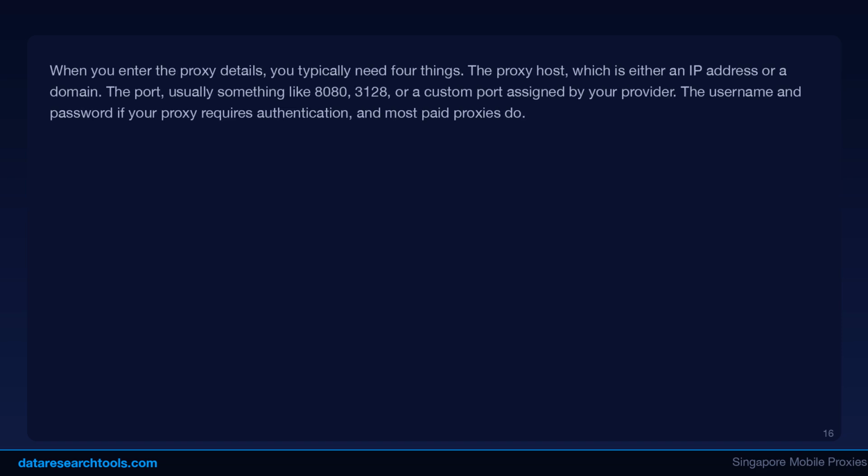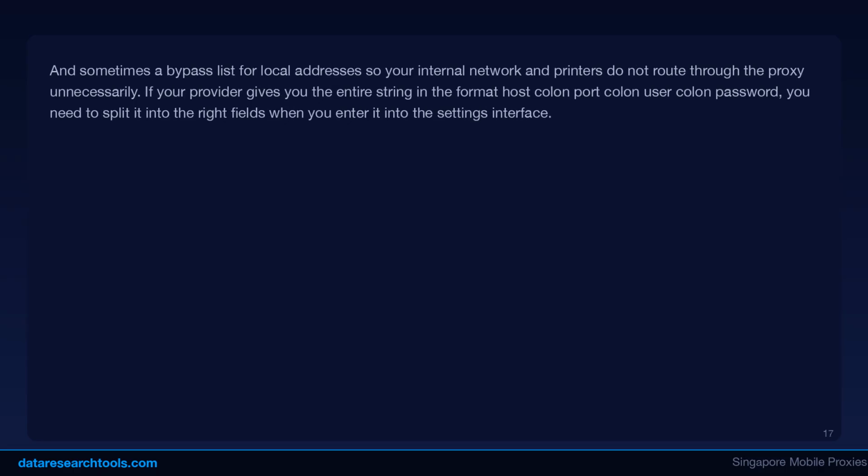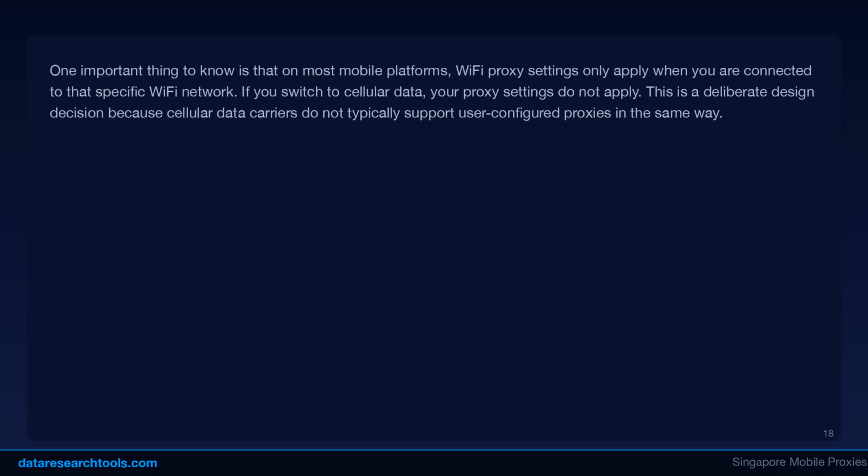When you enter the proxy details, you typically need four things. The proxy host, which is either an IP address or a domain. The port, usually something like 8080, 3128, or a custom port assigned by your provider. The username and password if your proxy requires authentication, and most paid proxies do. And sometimes a bypass list for local addresses so your internal network and printers do not route through the proxy unnecessarily. If your provider gives you the entire string in the format host:port:user:password, you need to split it into the right fields when you enter it into the settings interface.